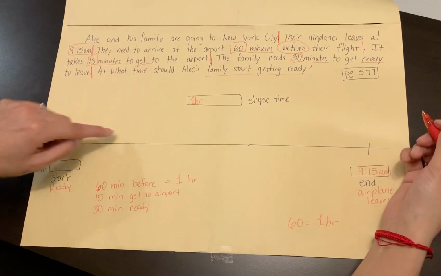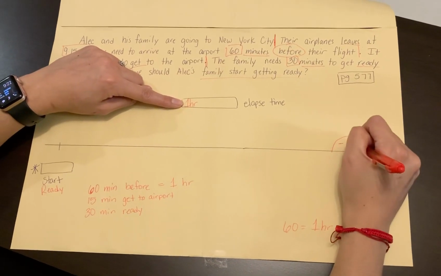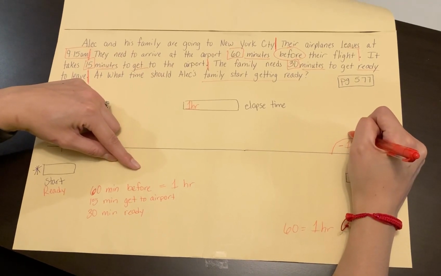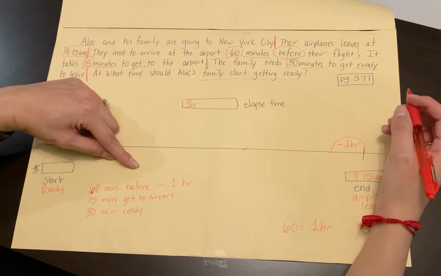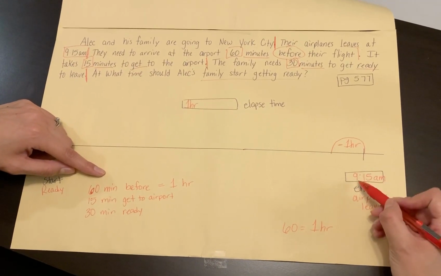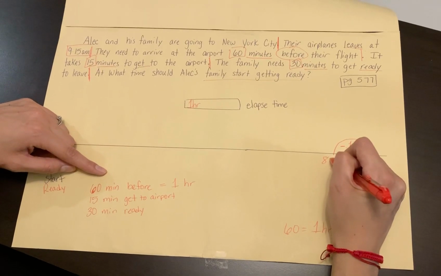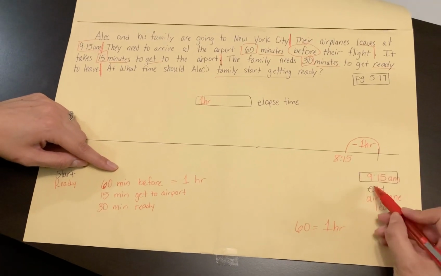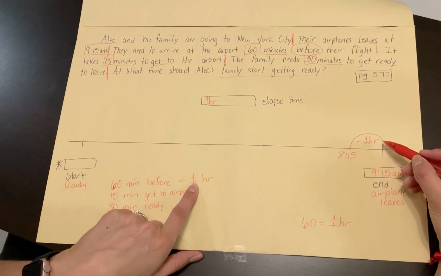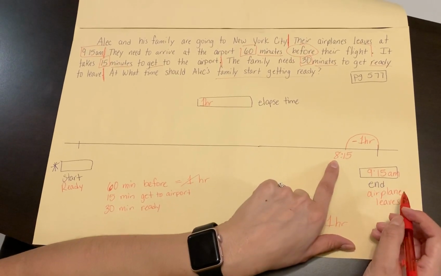I'm gonna divide it into parts. So I'm gonna start going back 1 hour. So that's minus 1 hour. And this becomes the 60 minutes that they need to arrive to the airport. So minus 1 hour. Now we're going to subtract the hours. 9 minus 1 is 8. This time I subtracted from the hours because this was 1 hour. The 60 minutes was 1 hour. So I already took care of this time right now. So we have 8:15 now.